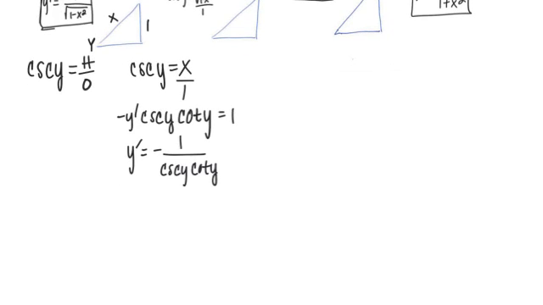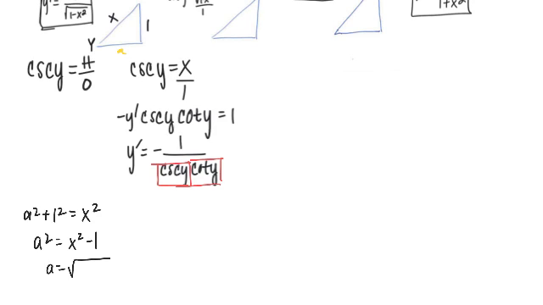Now we need to figure out what both cosecant of y and cotangent of y are in order to build our equation. So first we've got to find our third side here. So remember we call that a, our third side. So a squared plus 1 squared equals x squared. A squared equals x squared minus 1. A equals the square root of x squared minus 1.